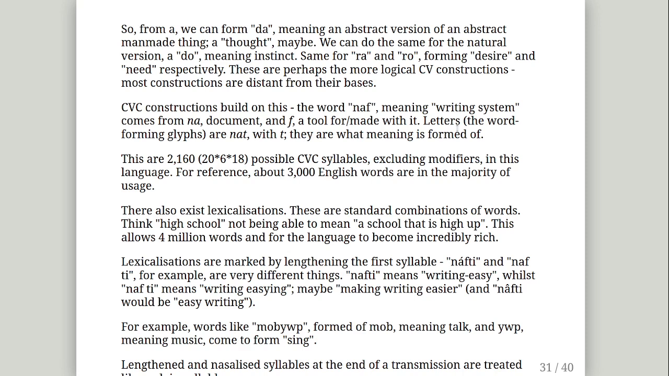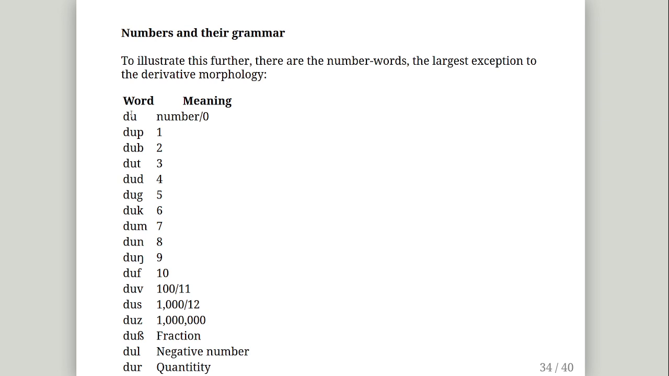Okay, finally numbers. This just doesn't follow any of the derivational morphology. It's the one main exception. So you've got do, meaning number, dup, 1, dup, 2, dut 3, dud 4, dug is 5, duck is 6. No, wait, these are the wrong way. Okay, dum. Oh, these are the wrong way around too.